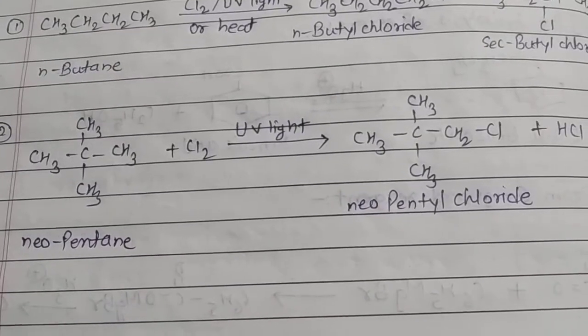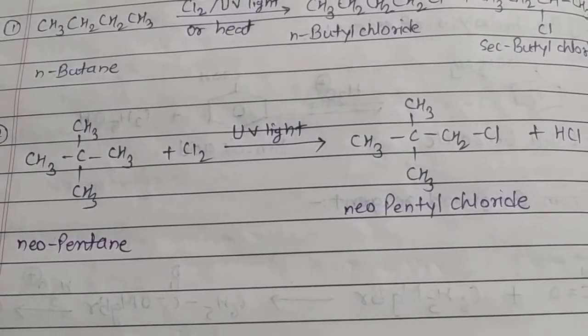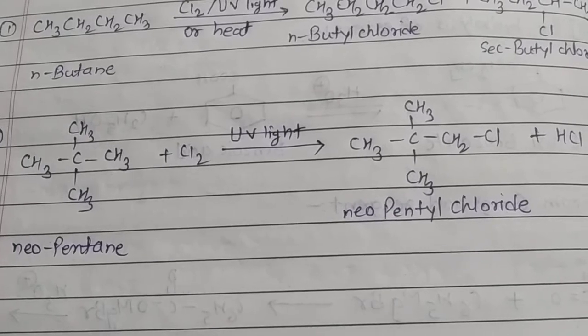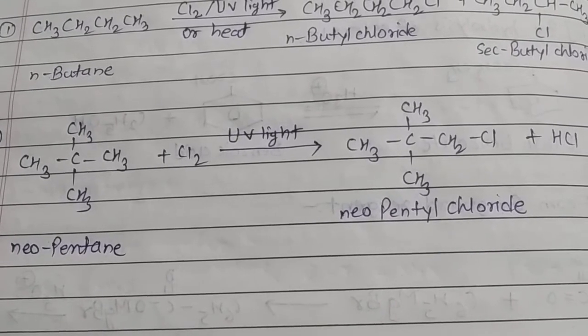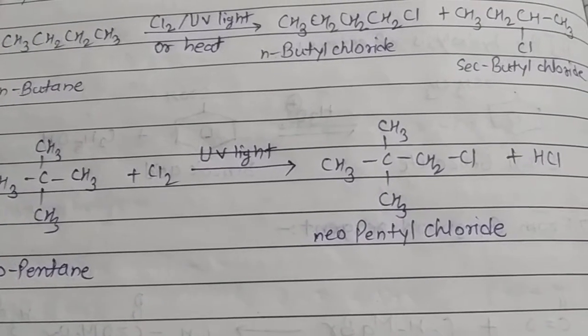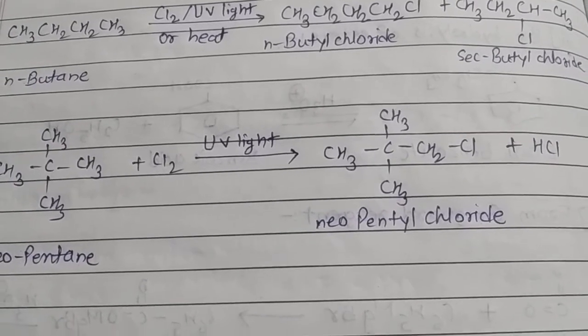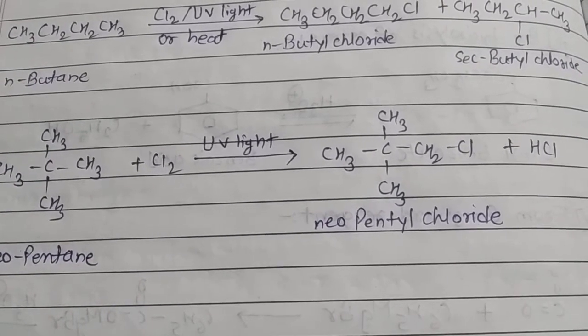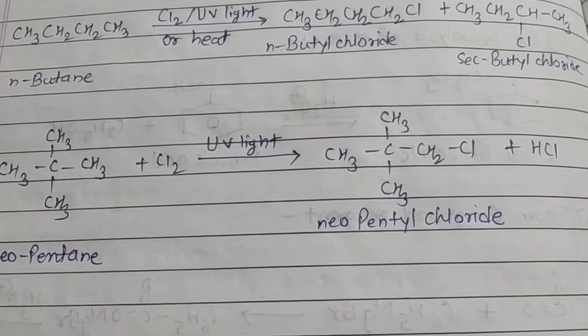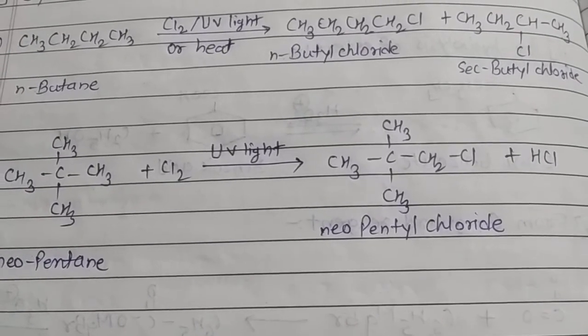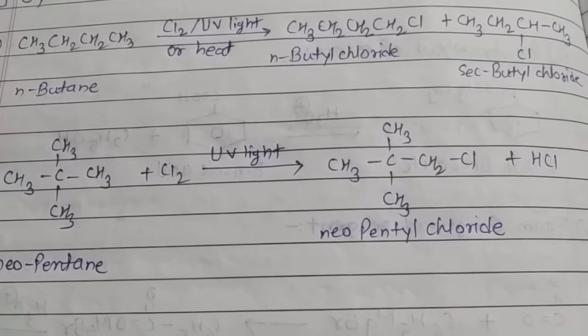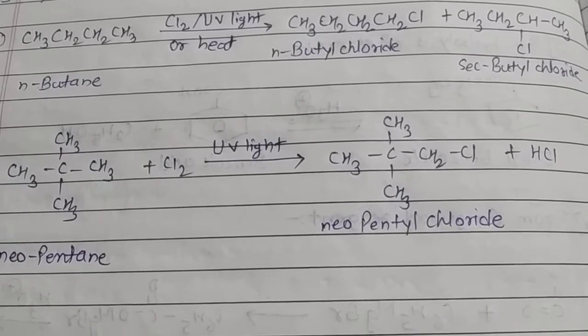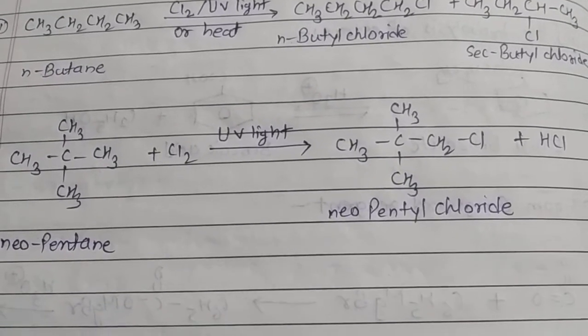If we react neopentane, which is symmetrical, it reacts with chlorine under UV light to give neopentyl chloride. If we substitute chlorine at any of the hydrogens in the CH3 groups, we'll get the same product. So that's why we are getting only one product, that is neopentyl chloride. HCl is the byproduct for this reaction.